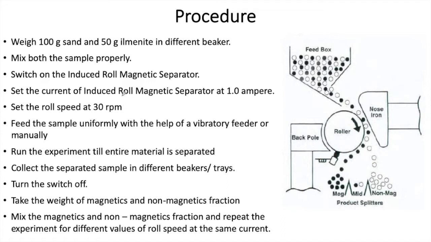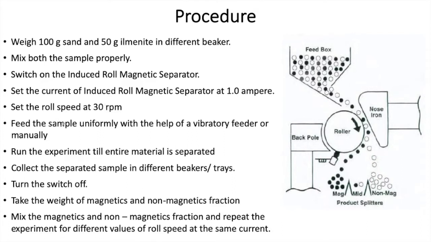So we turn on the device and set the current at 1 ampere. Then we set the roll speed at 30 rpm. Here there are two parameters available. One is the current, which we can adjust, and the other is the roll speed, which we can also adjust. We are setting both at these values.